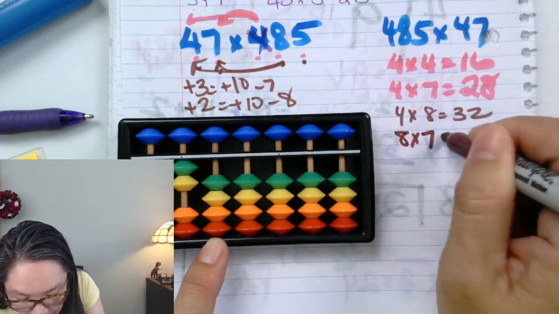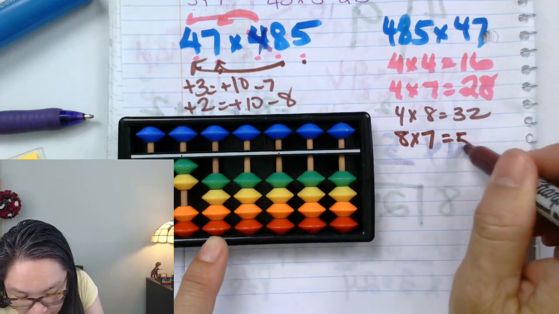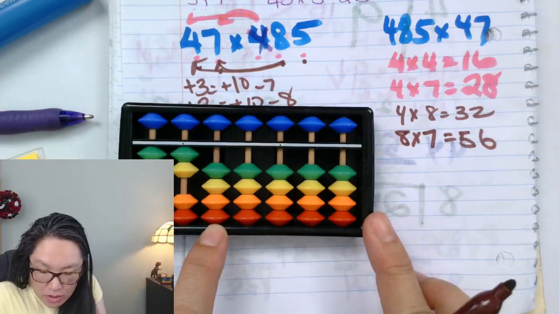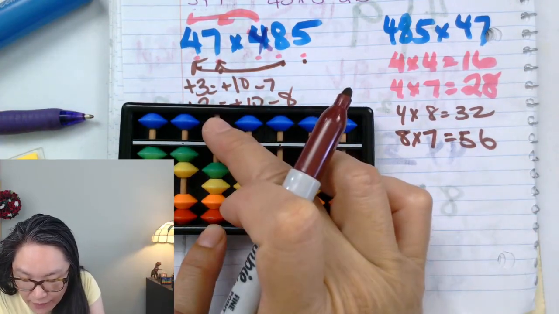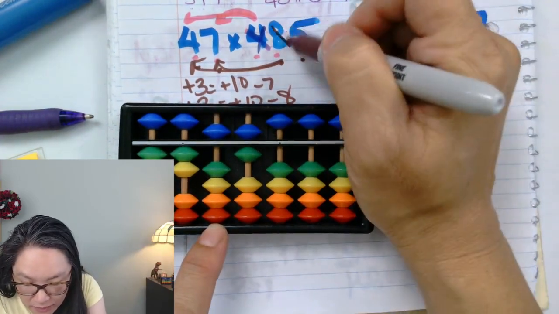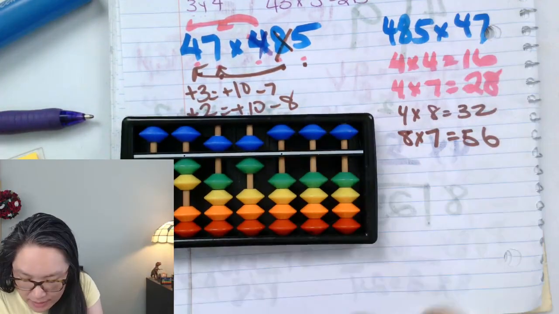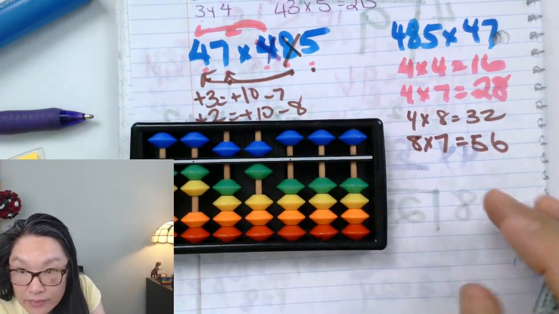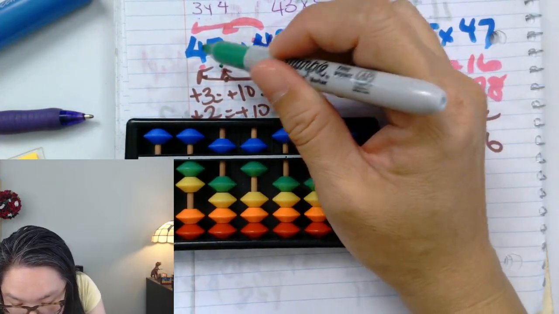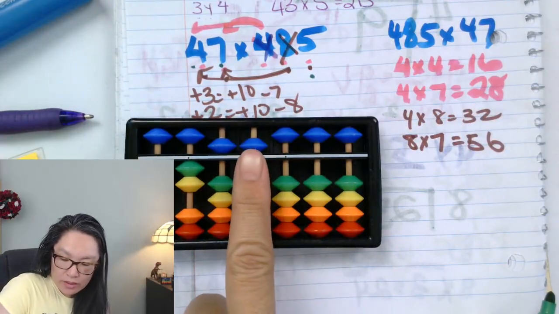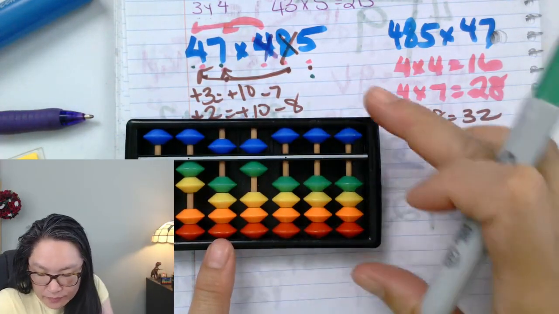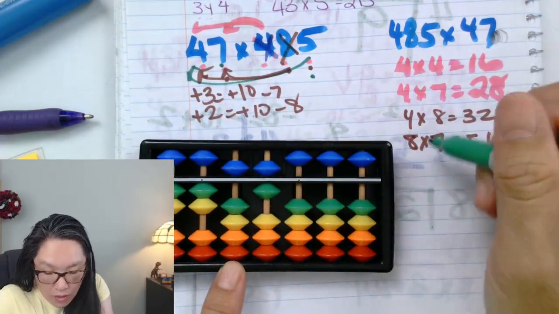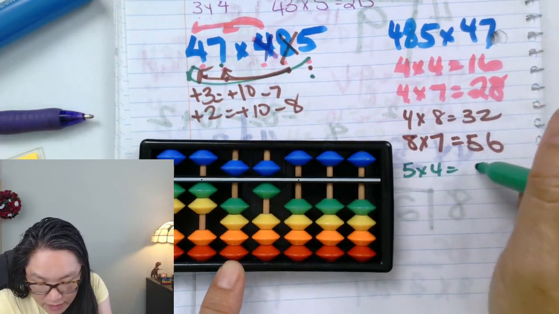8 times 7 is 56. Yes, thank you, Dean. Yes, that's what it is. 8 times 7, yes. So now add 56. Add the 5, add the 6. We're done with this. And then we've got to reassess. I've got to change colors. 1, 2, 3. 1, 2, 3. 5 times 4 is equal to 20.